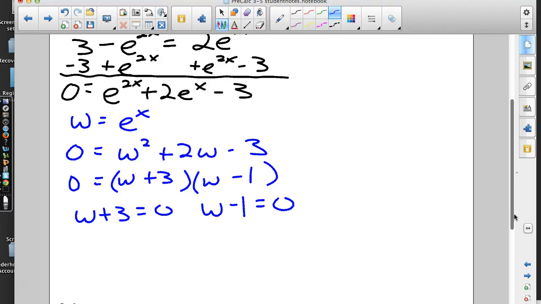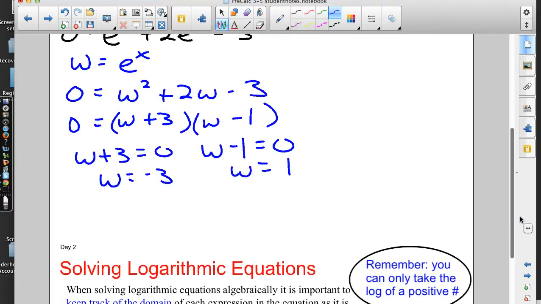Now why am I bothering to write that out? Because we substituted in for W. Remember, we're not done yet. So I'd subtract the 3, add the 1, and then remember, wait a minute, it wasn't W in the problem, it was e to the x. Can we raise e to some power and magically get negative 3? This is undefined, this is ignored.